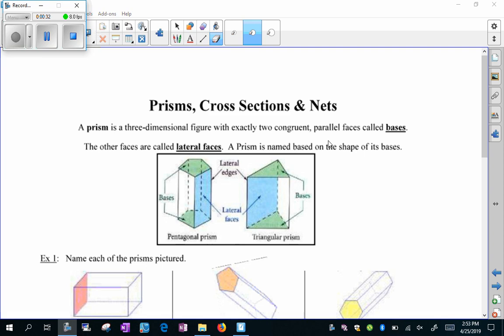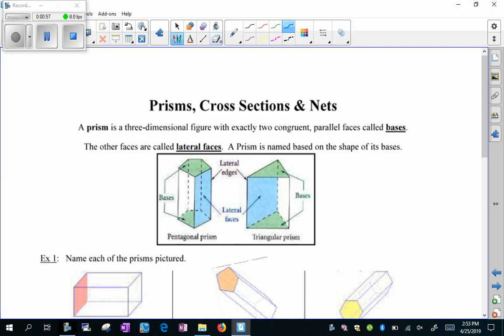You're going to notice that this video is pretty short because in class I want to extend with some additional videos or some GeoGebra exercises dealing with the cross sections, because they're really good to see with GeoGebra. So back to our notes, it says that a prism is a three-dimensional figure with exactly two congruent parallel faces called bases.